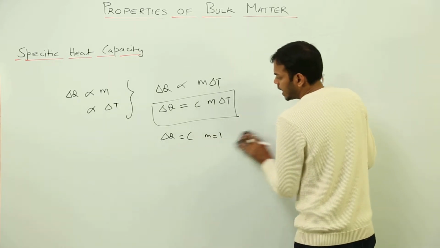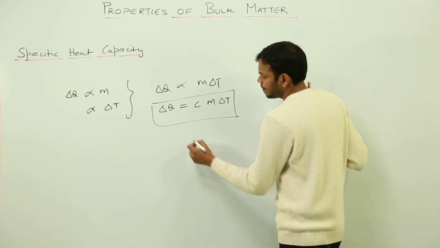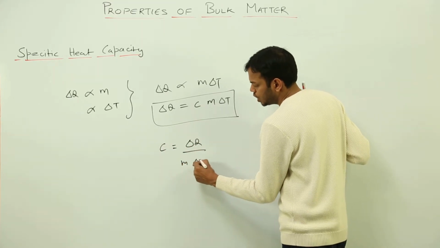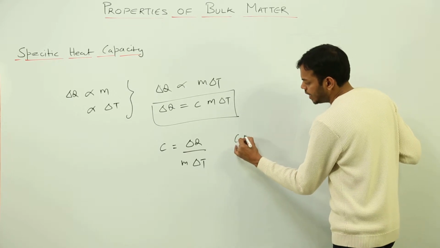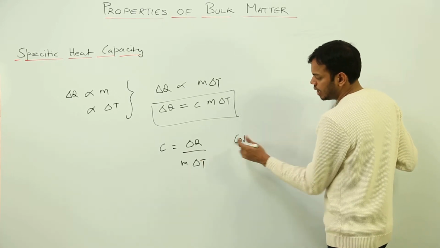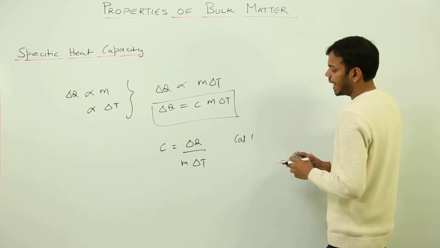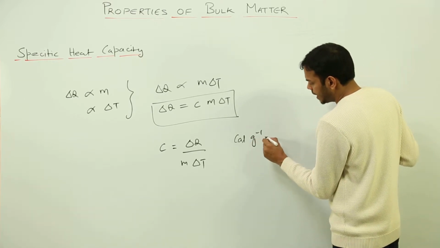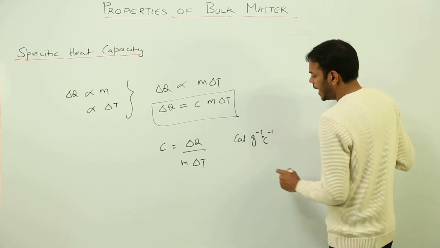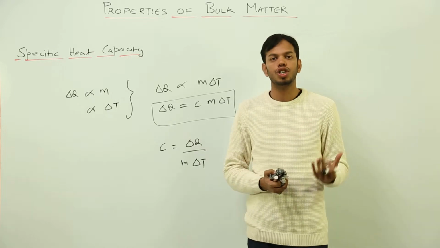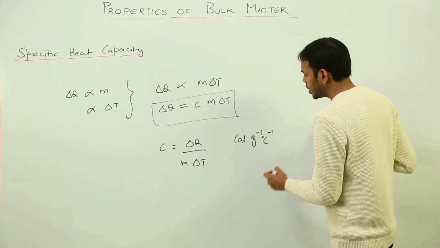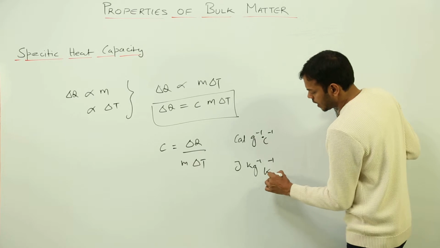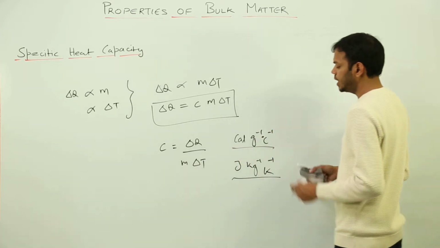Now, what could be the SI unit of C, the specific heat capacity? C is heat upon mass into change in temperature. So it could be calorie per gram per degree Celsius, since I have to use gram with calorie, right? And with joules I'll be using kg. And since there is no numerical change when we change the value from Celsius to Kelvin, this would be the CGS unit, and the SI unit would be joules per kg per Kelvin, right? These are the units in the CGS and SI systems.